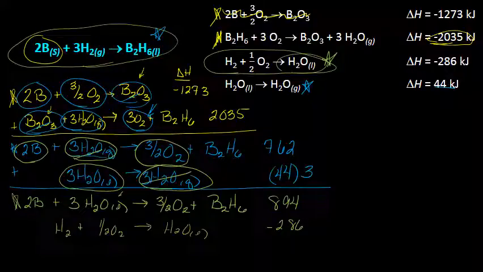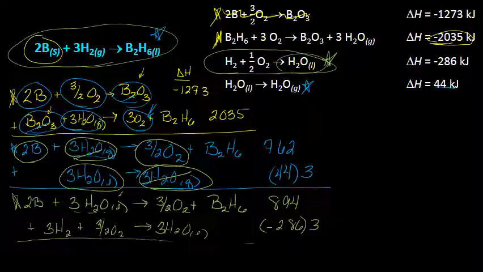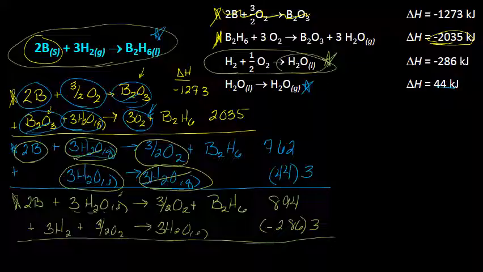Am I ready to add these two equations together? Nope. Because see, I have 3 waters here and I only have 1, so they won't cancel. They won't add to 0. So I want to multiply this equation by 3. So we put a 3 here, and 1/2 times 3 is 3 halves, and a 3 here, and multiply this by 3. And now I am ready to add these 3 equations, the 2 green equations together.